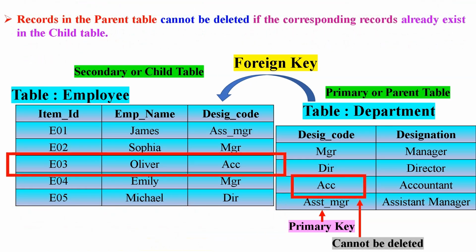Records in the parent table cannot be deleted if the corresponding records already exist in the child table. Now look at the department table, the parent table. You cannot delete a record from the parent table, say ACC as dsig_code, as its corresponding record, for Oliver, is already defined in the child table. You can look at the Oliver record in the employee table, that is the child table, ACC as dsig_code. If you wish to do this, you have to delete the corresponding record from child table as well and then delete it from the parent table. This is because the purpose of the foreign key is to ensure the referential integrity of the data values that are supposed to appear in the tables, or in the database.